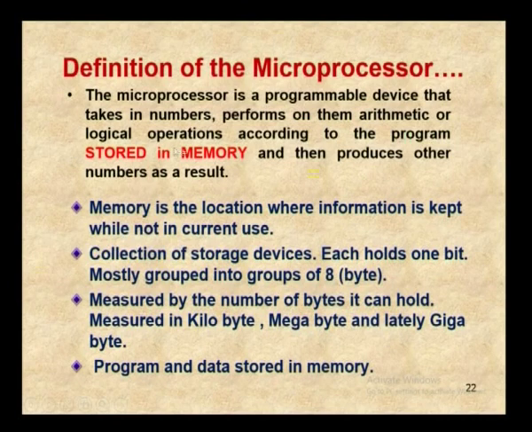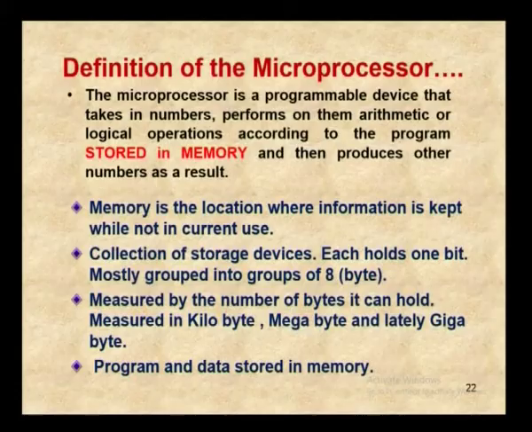So, what is memory? The definition of memory: it is a location where the information is kept while not in use. You have to keep everything ready for the processor. Therefore, you need some storage mechanism. Just like if you want to write an exam, you read and store it in your brain, and then according to the questions that are asked, you write the answer. So, to write the answer, you have to store it somewhere. Of course, you have to store it in the memory.